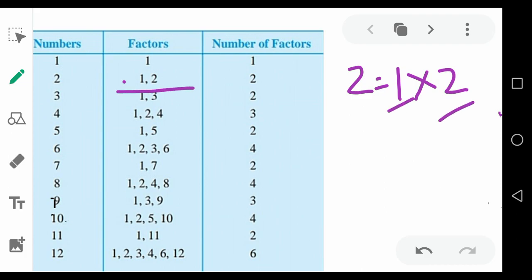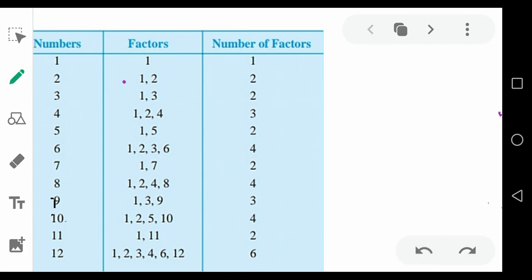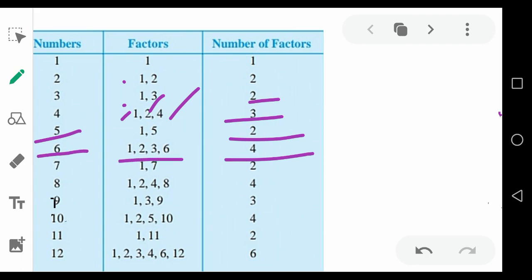So how many factors are there? That is written here, number of factors. 1, 2. So 2 factors. Here also, 1 and 3. So how many factors here? 1, 3. So 2 factors. Here how many factors? 1, 2, 4. So 3 factors. Then 5, how many factors are there? 2 factors. 6, how many factors are there? 4 factors are there. So this is the table, where we have written how many factors there are.